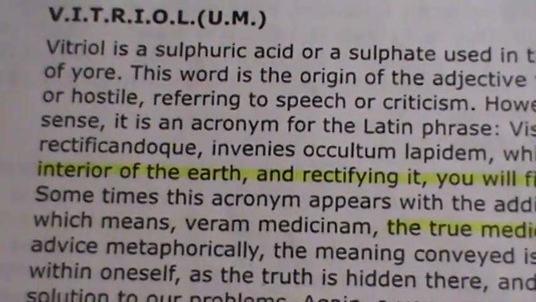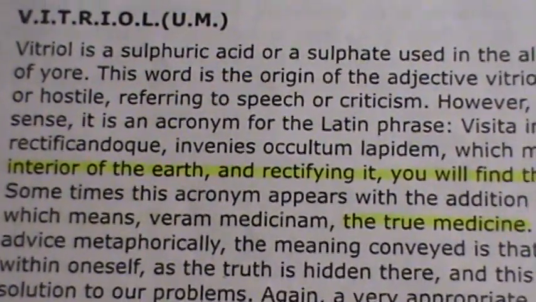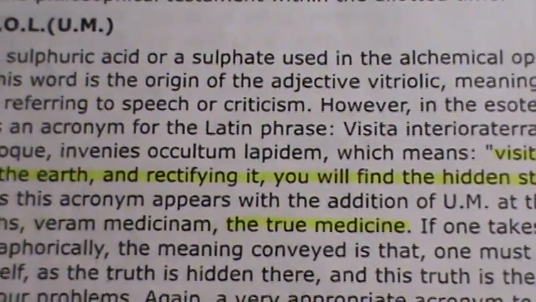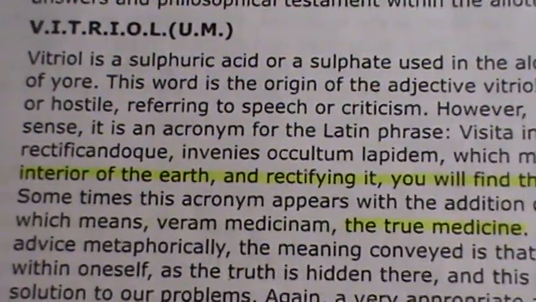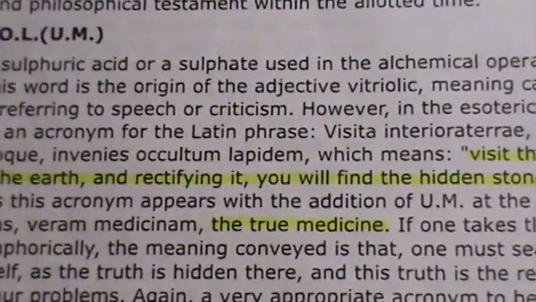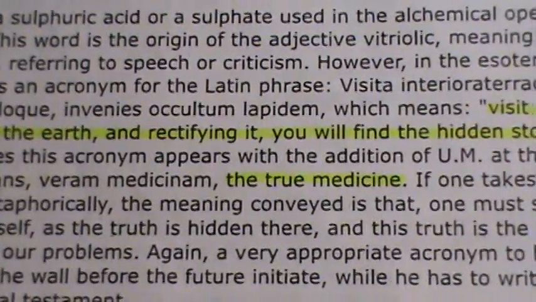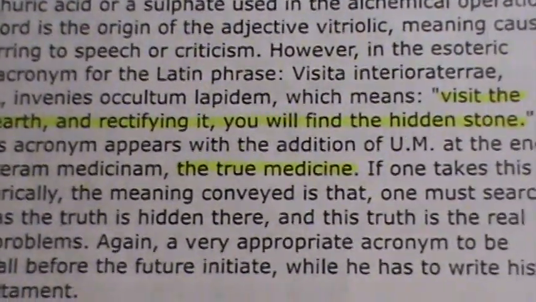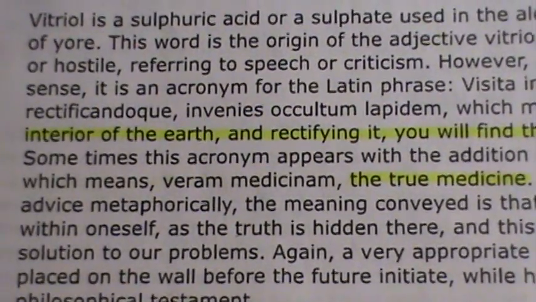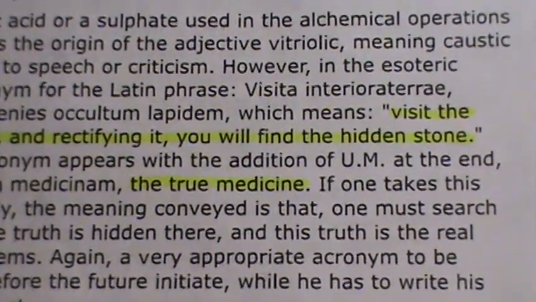It says vitriol is a sulfuric acid or a sulfate used in the alchemical operations of yore. This word is the origin of the adjective vitriolic, meaning caustic or hostile, referring to speech or criticism. However, in the esoteric sense, it is an acronym for the Latin phrase, and I'm not going to begin to try to pronounce that, but there it is. And then it says, which means visit the interior of the earth, and rectifying it, you will find the hidden stone.